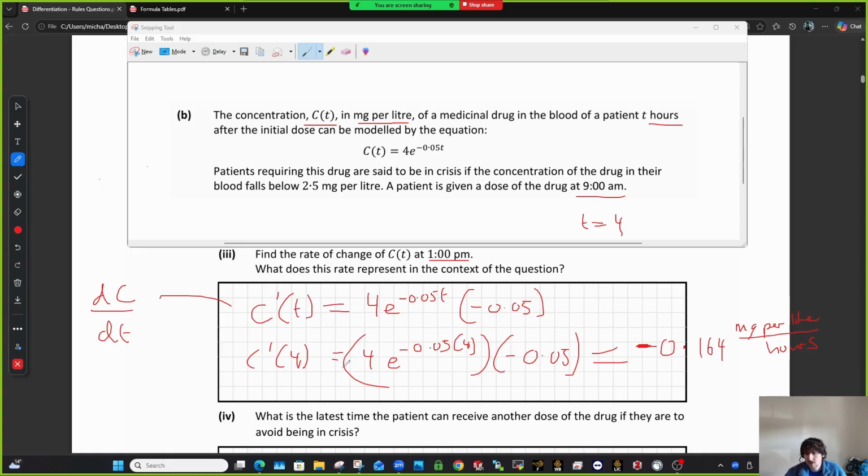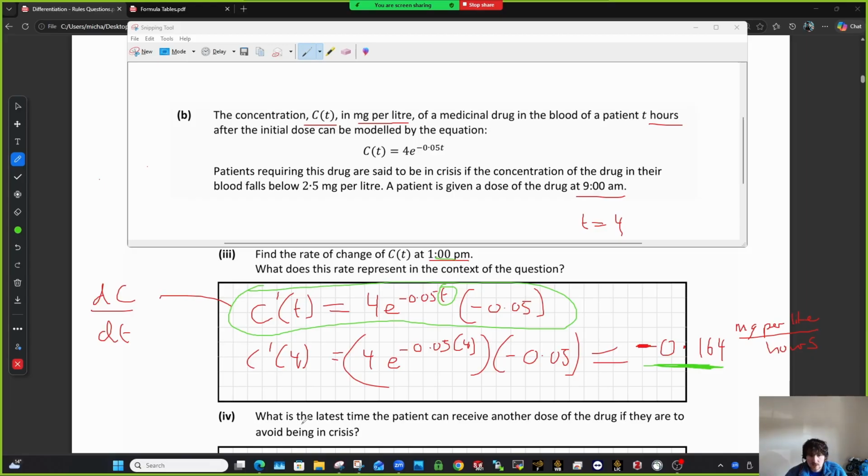So what happens is the rate of change itself changes with time. So look at this here. This is the rate of change formula for any given time, and you can see it depends on t. So this isn't a constant. The concentration of the drug is not always reducing at this rate. This rate changes depending on what time you put in. Okay, so at 1 p.m., this is the rate of change of the concentration of drug in their blood per hour. Okay, hopefully people are happy with that.